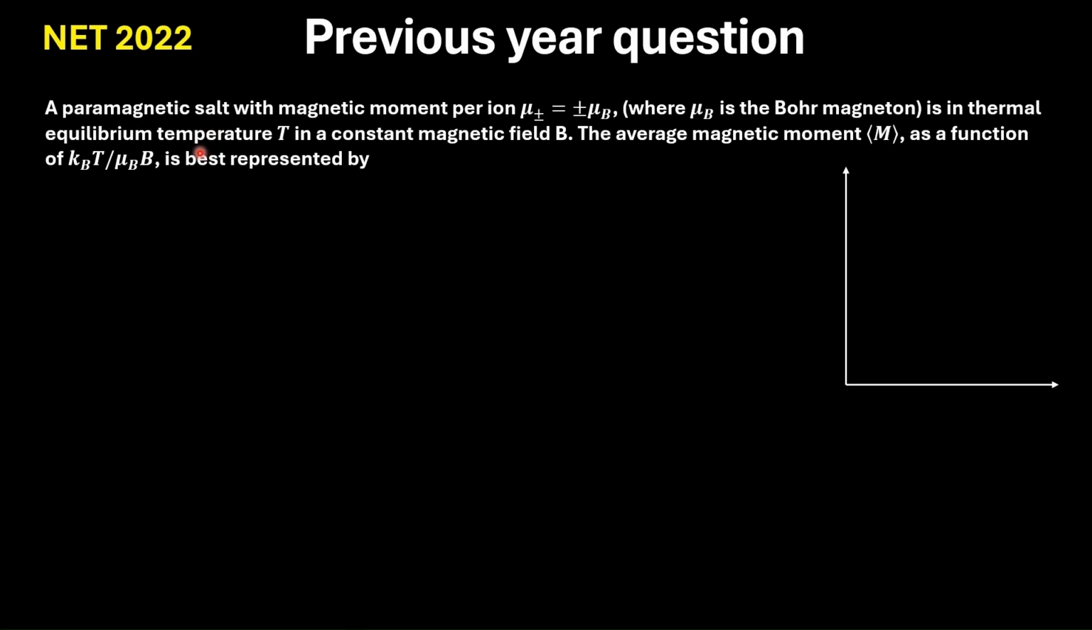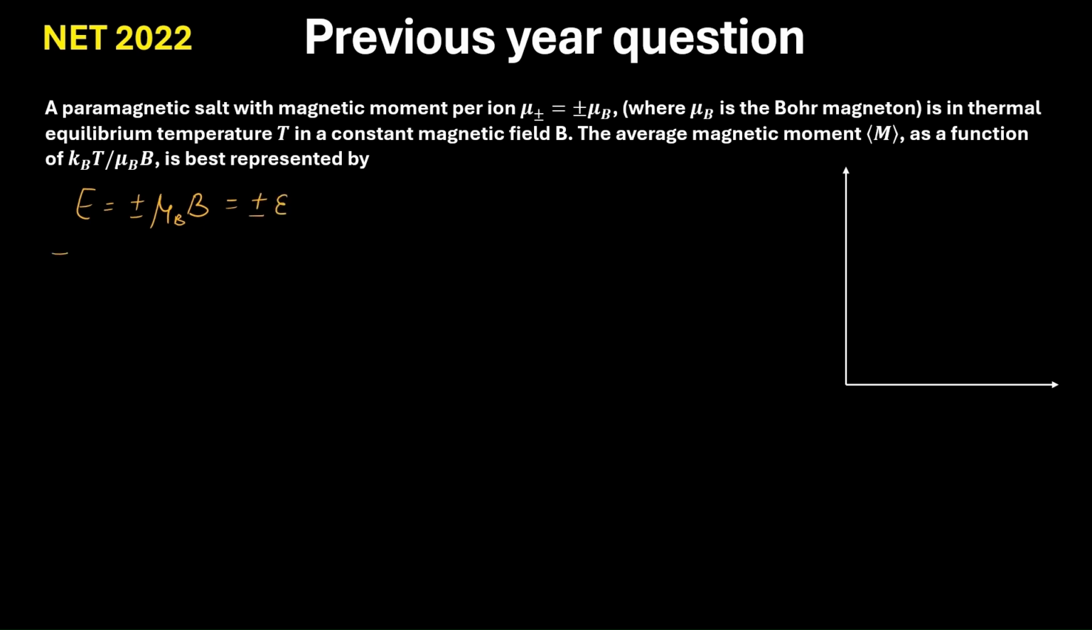In this question, we are given a paramagnetic system in thermal equilibrium, kept at a constant magnetic field. We have to plot the average magnetic moment as a function of this quantity. Now we already know that if a dipole is placed in a magnetic field, the energy is given by plus minus the magnetic moment times the magnetic field. I'll just denote this by plus minus epsilon.